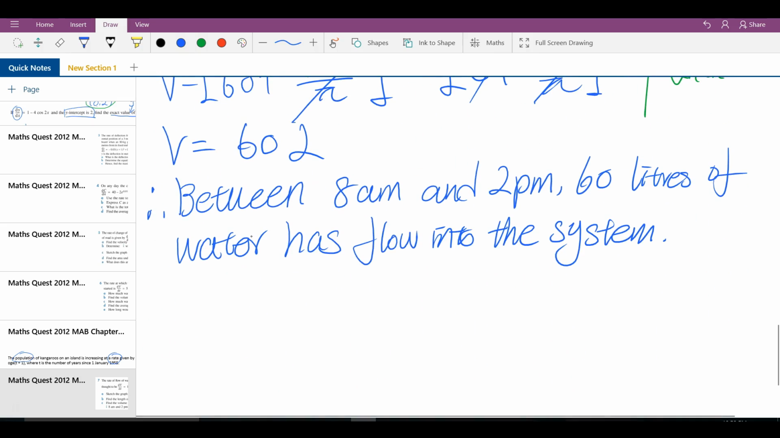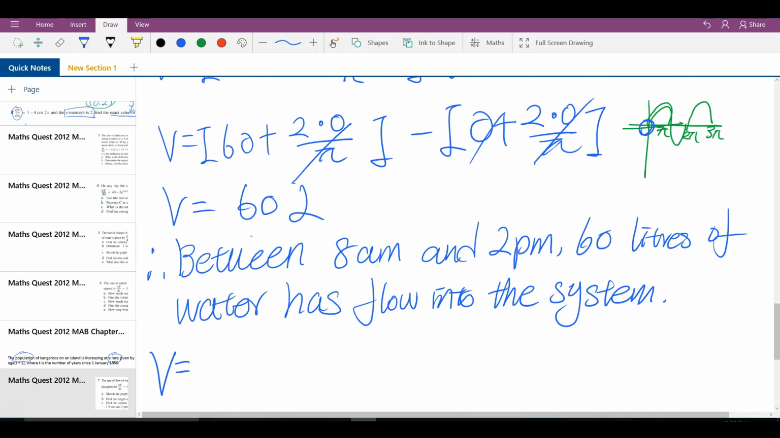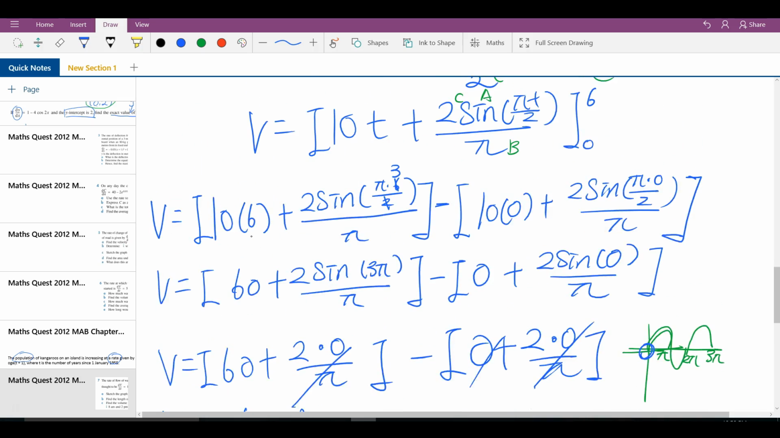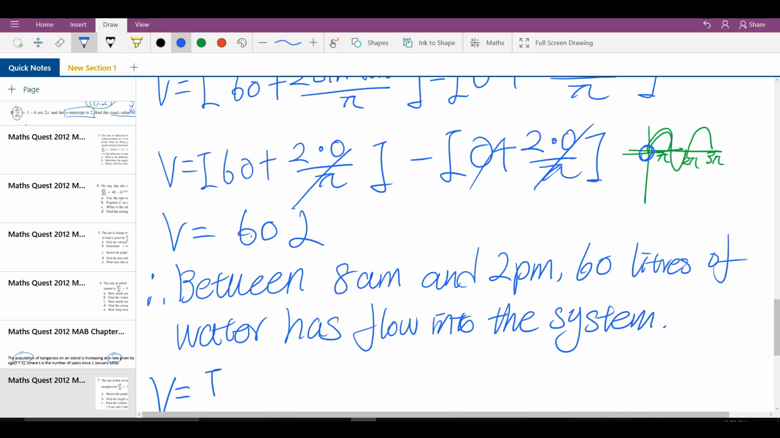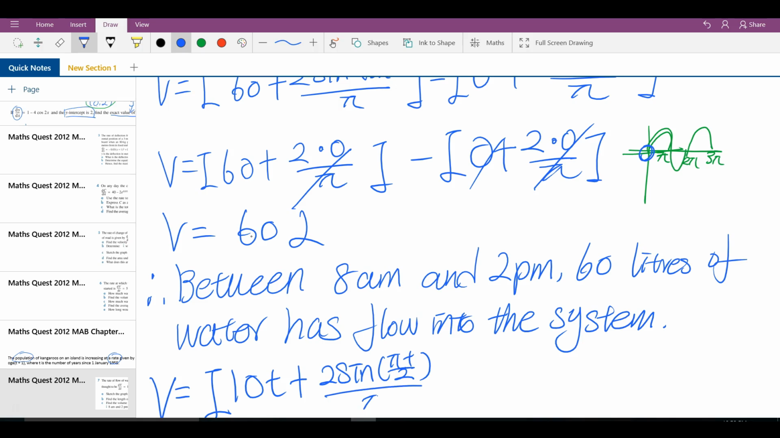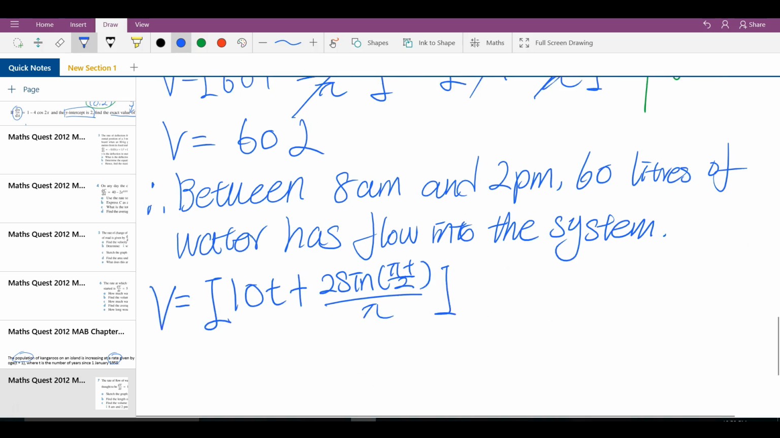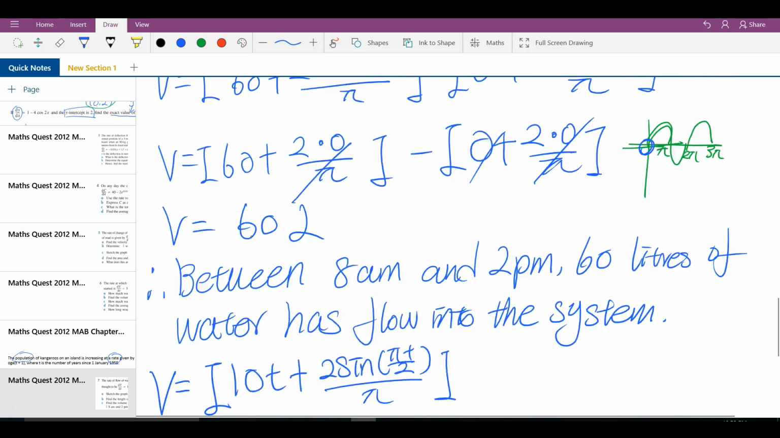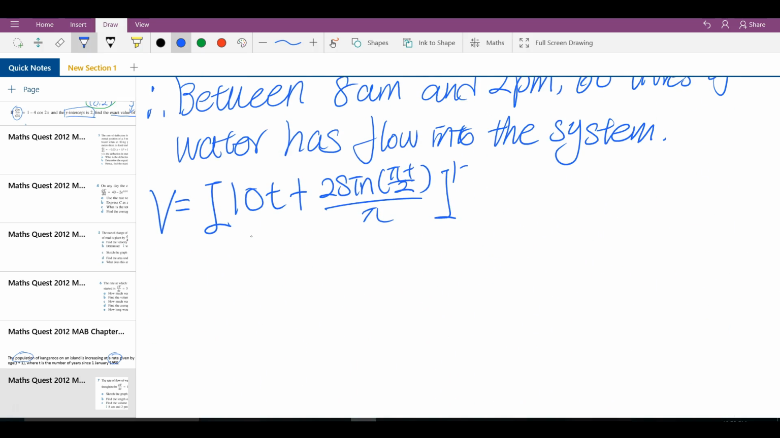Okay, so let's just do the other one. We already got our integral here, so I'm not going to integrate it again. I'm just going to sub in different values. Our integral here is 10t plus 2 sine pi t over 2, all over pi. That's our integral, and then we just sub in a different t. So 12 goes on the top, 7 goes on the bottom.